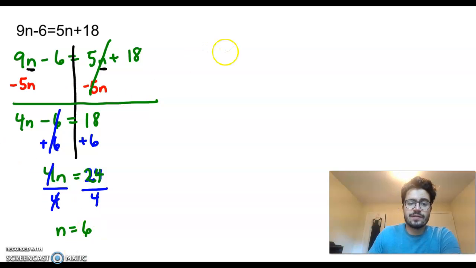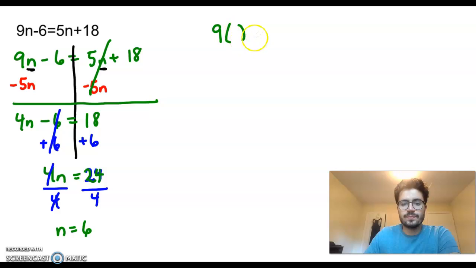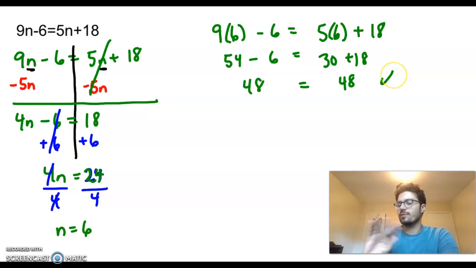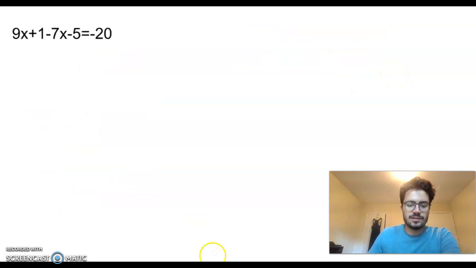And I can check it to make sure I have the right answer. So I'm going to put my 6 in for n. Let's see, 9 times 6 is 54. 54 minus 6 is 48. 5 times 6 is 30. 30 plus 18 is 48. It worked. We did an excellent job. Let's try the next one.